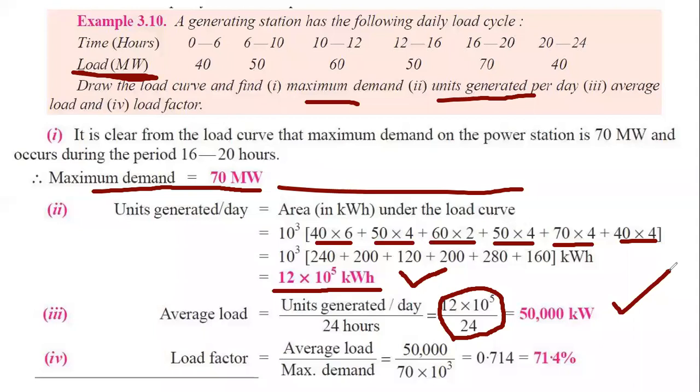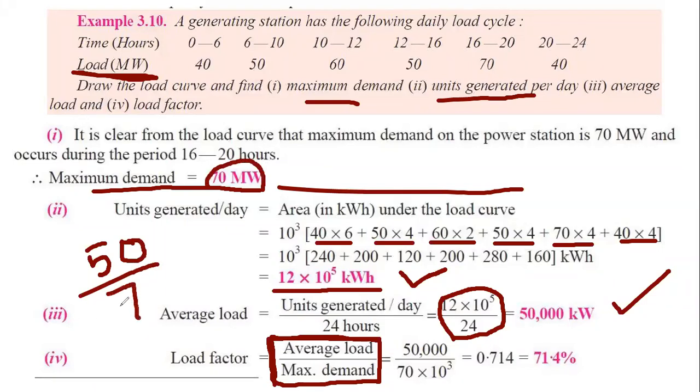Finally, last but not the least, the load factor. We all know that the load factor is average load by maximum demand. As I already told, the average load will always be less than the maximum demand, so the load factor is always less than 1. The 50,000 kilowatt, if we convert it to megawatt, will be 50 megawatt, and the maximum demand is 70 megawatt. So you can always say that the average load is always less than the maximum demand.